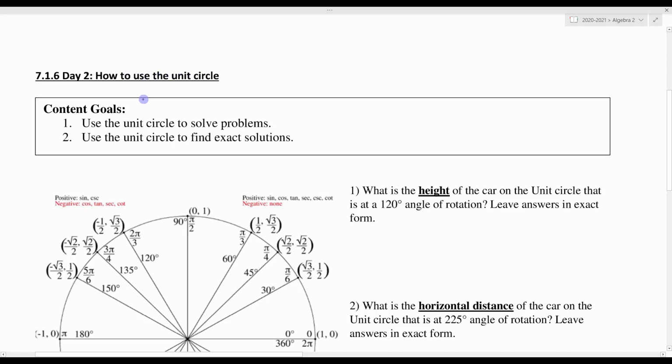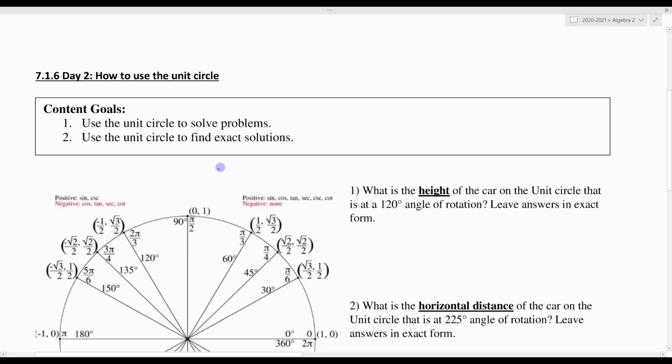So yesterday we spent the entire lesson just building the unit circle. We took a position on the unit circle, like the position at 30 degrees. We took the angle of rotation and converted it to its radian form, and then we also found the x and y coordinates for that point on the unit circle, and we did this for each position on the unit circle.